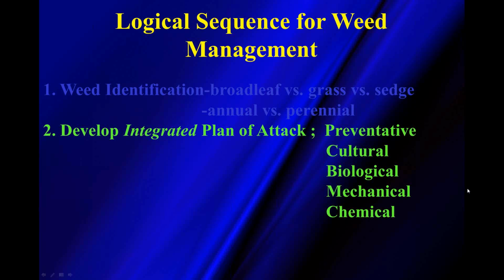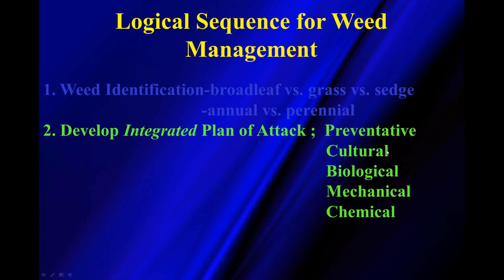All right, let's move on to managing these things. With any pest management procedure, we like to talk about integrated plans of attack, whereby we're incorporating preventative measures with cultural, biological, mechanical, and chemical, if at all possible. Now, how heavy you're going to lean on any one of these is going to depend largely upon your situation, whether you've got a 5,000 square foot lawn or a 40-acre soccer complex that you're responsible for.